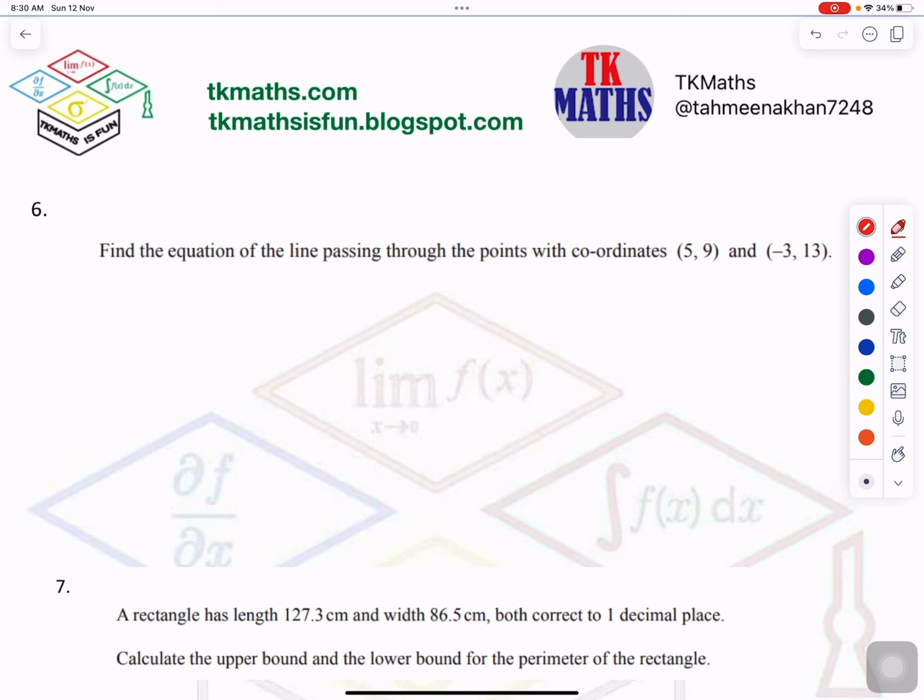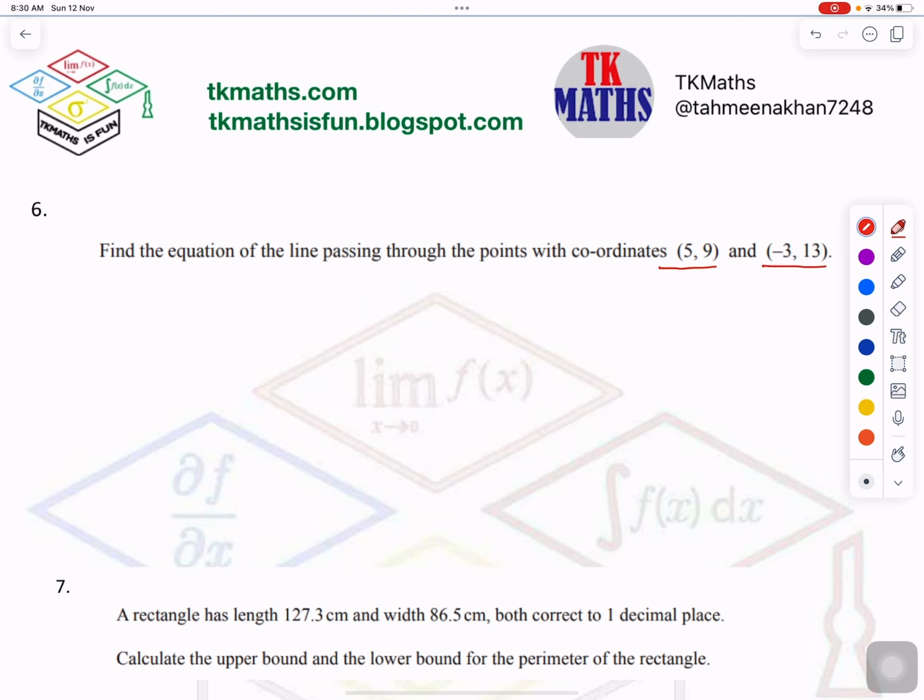This is video number 2 on the revision of concepts of year 9 and 10. There are 4 concepts, and we will have a revision of those. So question number 6, we are continuing with. Find the equation of the line passing through the points which has these coordinates.